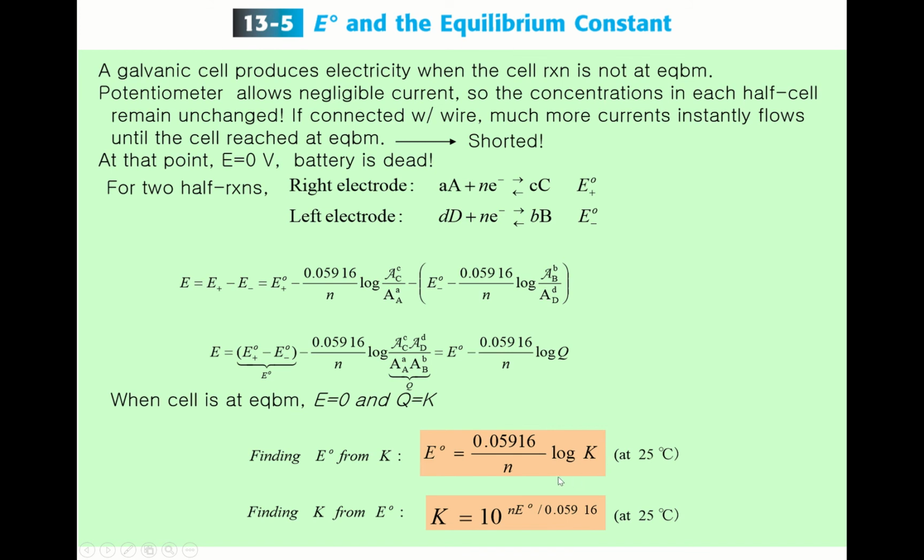With another rearrangement of this equation, we calculate the equilibrium constant K equals 10 to the nE0 divided by this very small number, 0.05916. Either equation, you have to memorize it. So this electrode potential is very simply related to the equilibrium constant. This is a very useful relationship to calculate electrode potential difference or the equilibrium constant.